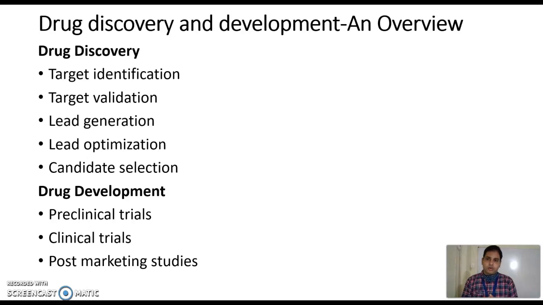So this is the overview of the drug discovery and development process. One by one, I will discuss how these computational techniques are useful in the drug discovery process in the next lectures. Thank you very much. I hope you understand the overview of what the drug discovery and development process is. Thank you.